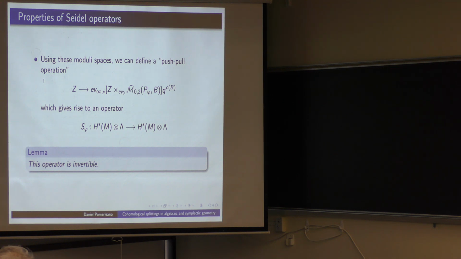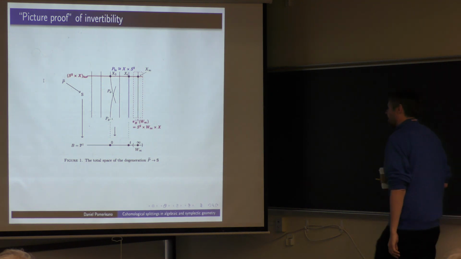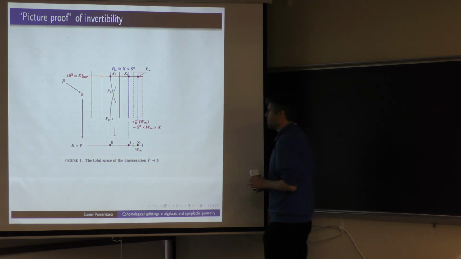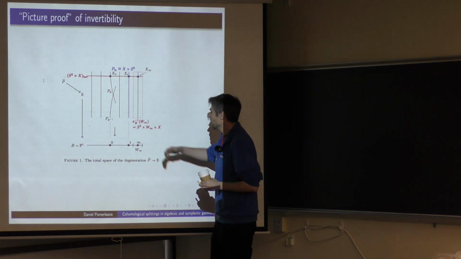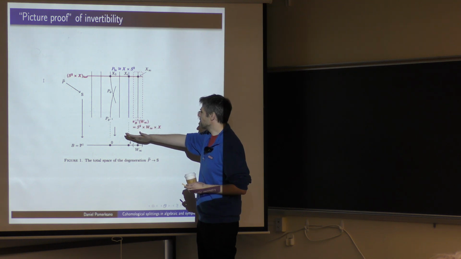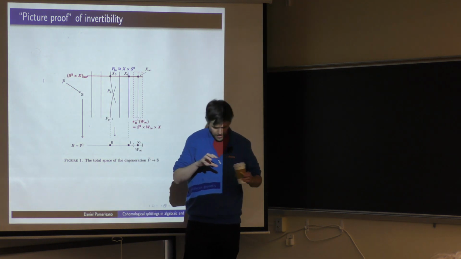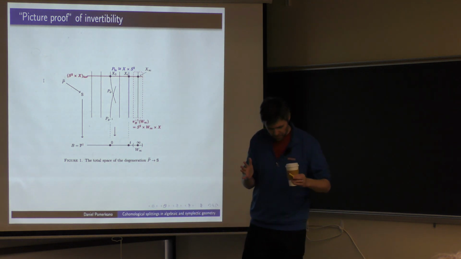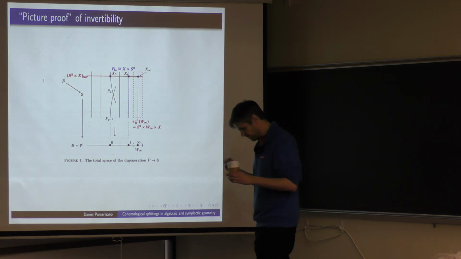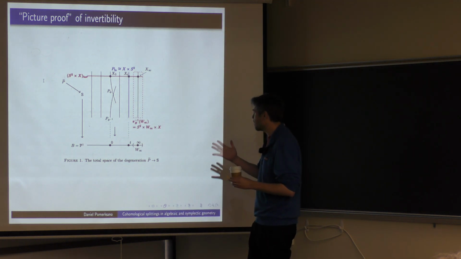So what does that mean? Why is that the case? Here's the picture proof of that, due to Seidel. You can build a space which is a fibration over the one-point blow-up of P2. So it fibers over P1 with fiber P1.